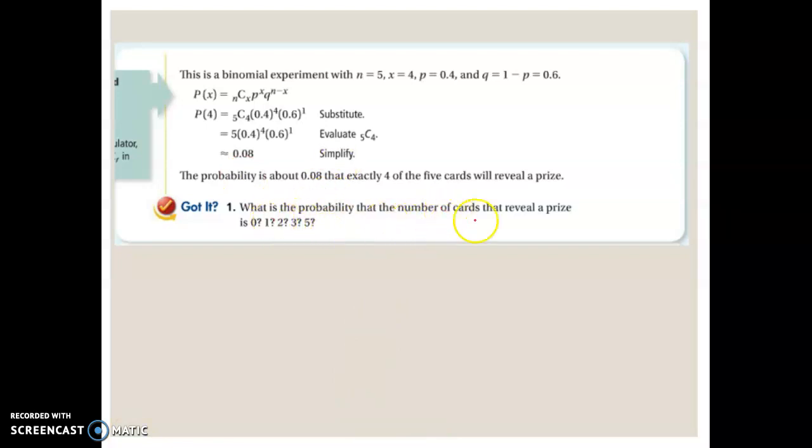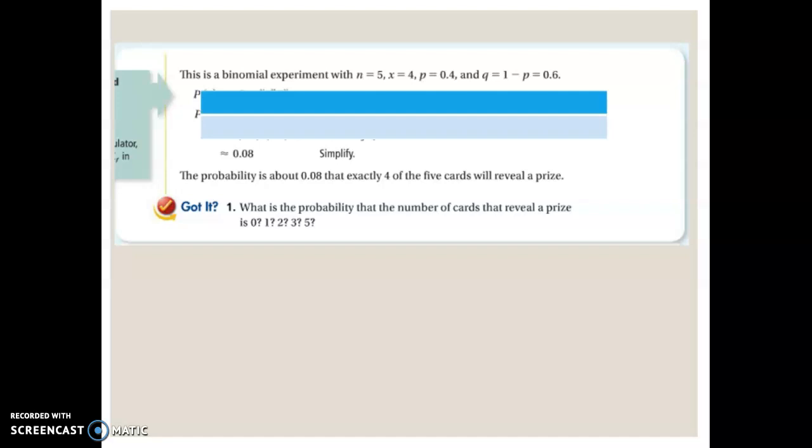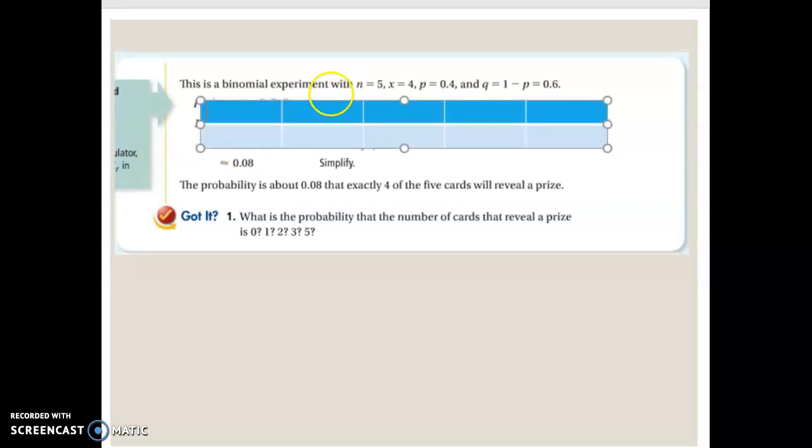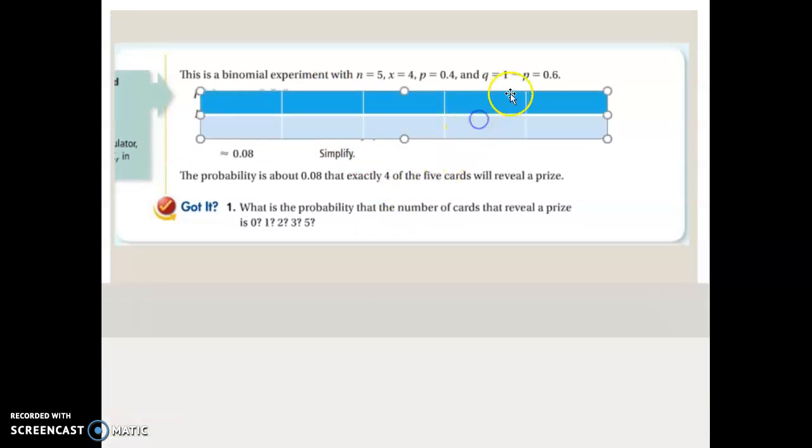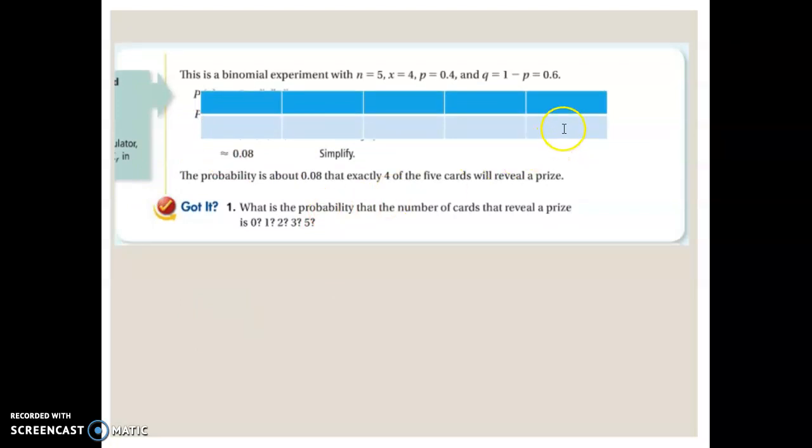What is the probability that the number of cards that reveal a prize is 0, 1, 2, 3, or 5? Well, this brings in your situation where we have a probability distribution, adding a table here. Okay, we've got 1, 2, 3, 4, 5. Okay. Whoops. Not sure why it's not moving on me. But I'll just draw where it is.